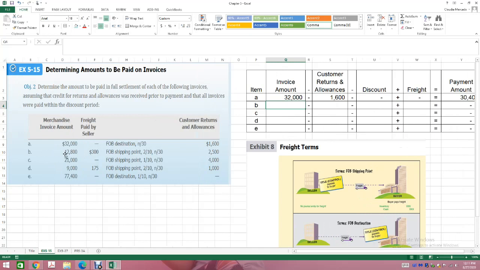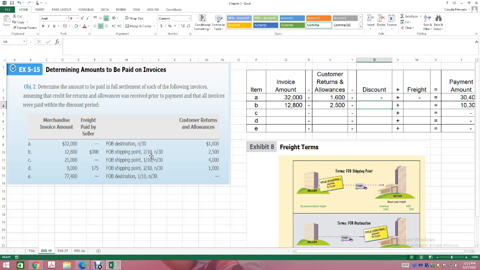For letter B, okay, my invoice amount is $12,800, okay. We had $2,500 in returns and allowances, okay. Now, do we have any discounts? In this particular case, they're saying that we have FOB shipping point 2/10, n/30. So what does that mean? That means that you'll get a 2% discount if you pay within 10 days, and if not, everything is due within 30 days. Okay, so they're offering you a pretty good deal, a discount, if you pay within 10 days.